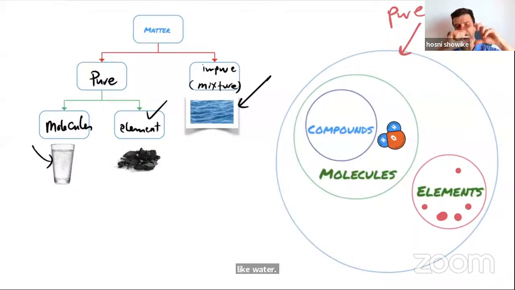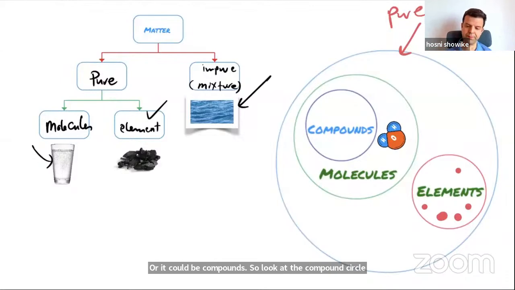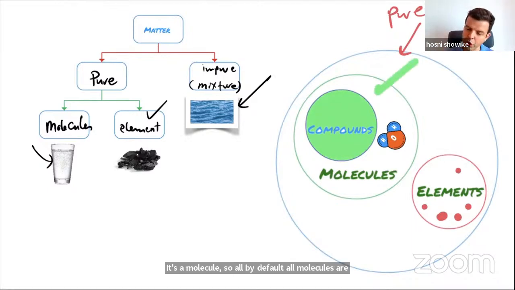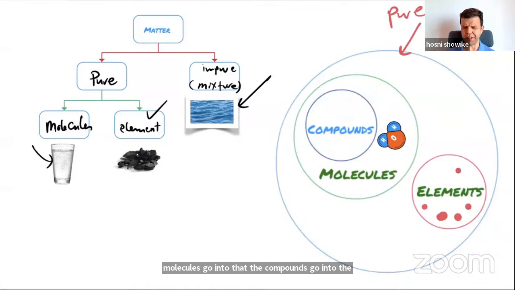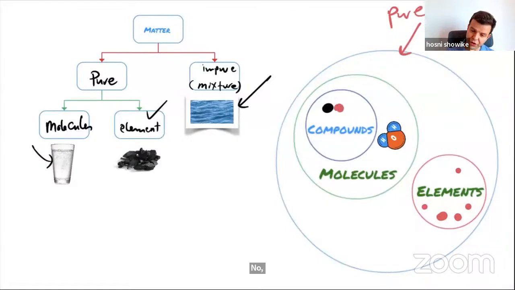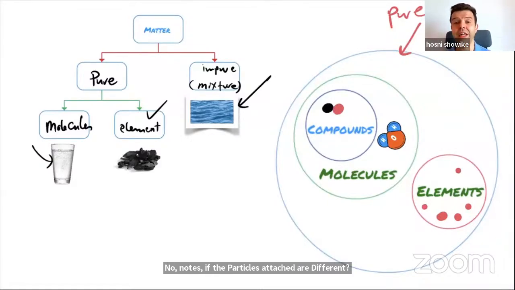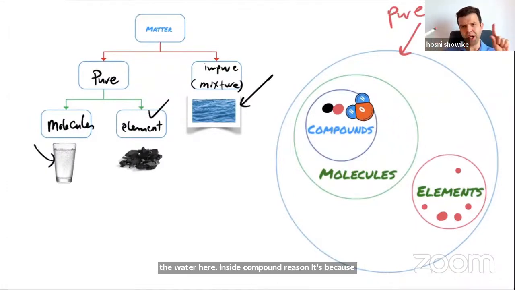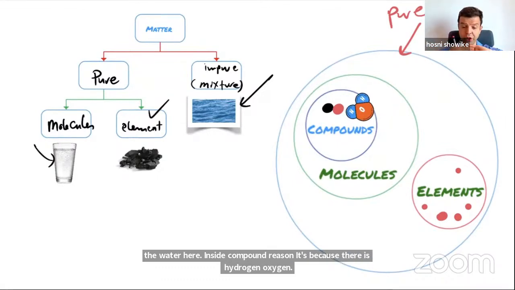So look at the compound circle. The compound circle is the smallest one. It's within molecules. It's pure. It's a molecule. So by default, all compounds are molecules. What's the difference then? Note, if the particles attached are different, then automatically you can call it a compound. So water, I can put the water here inside compound. The reason is that there's hydrogen and oxygen. There are two different types of particles joined together.